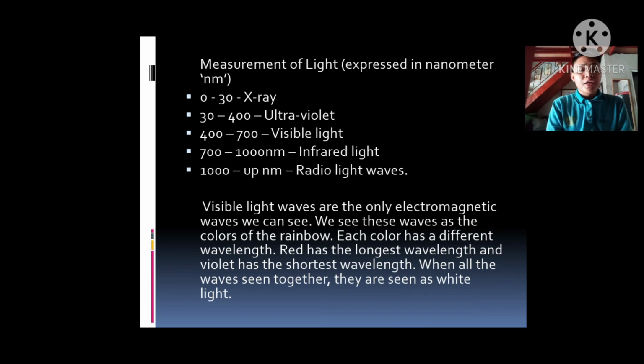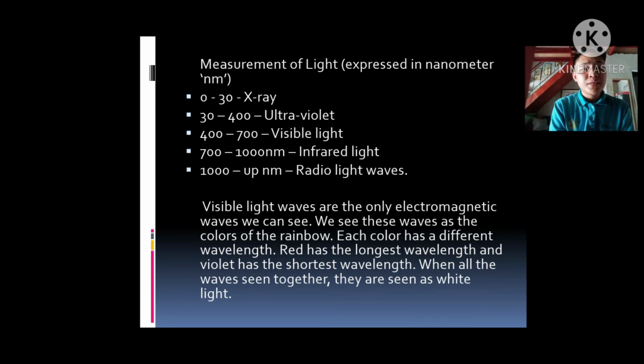Light is measured in nanometers. It starts at 0.0 to 30, which is called X-ray. Then 30 to 400 is the ultraviolet. Then 400 to 700 is the visible light. Then 700 to 1000 nm is the infrared light. Then 1000 and up is what we call radio waves.